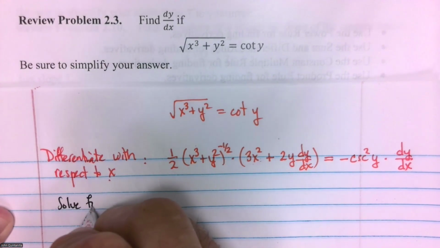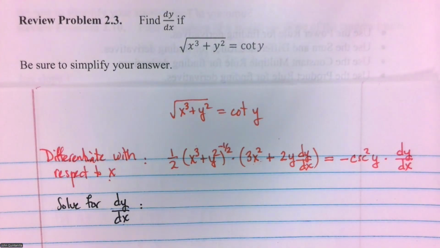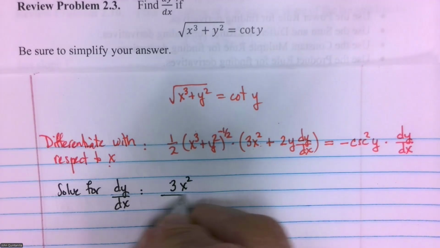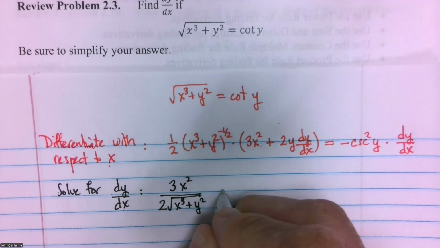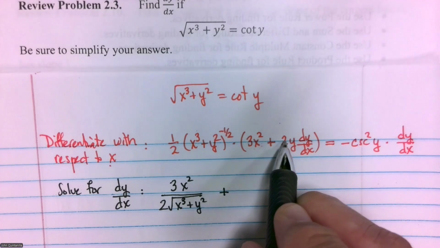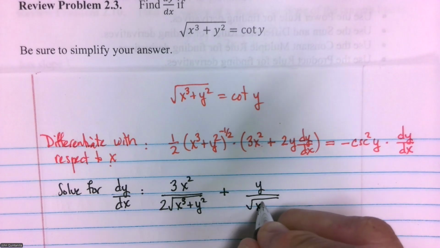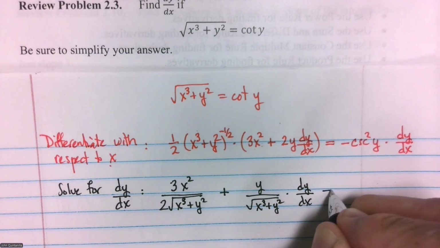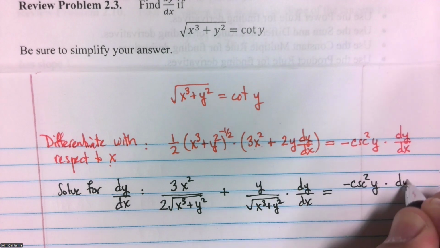Solve for dy/dx. And so this now becomes a complicated algebra problem where I need to isolate the dy/dx. Okay, so on the left-hand side, we multiply out. We get 3x squared over 2 times the square root of x cubed plus y squared. The second term, with the 2 over 2, would cancel. And now I get y over the square root of x cubed plus y squared times dy/dx. That is equal to negative cosecant squared of y times dy/dx.